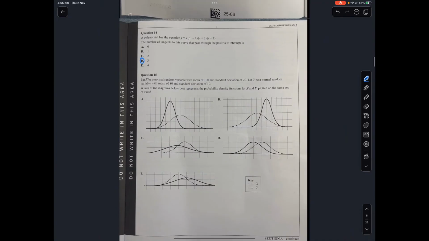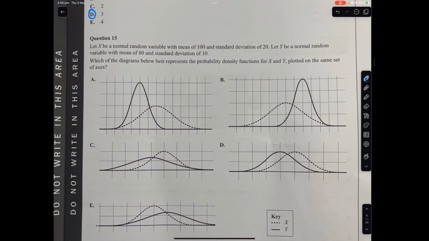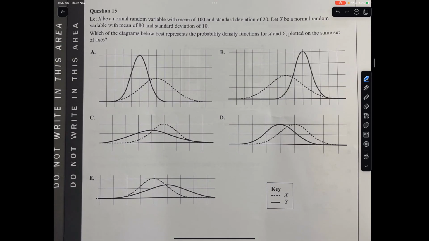All right. Question 15, let x be a normal random variable with a mean of 100 and standard deviation 20. Let y be the random variable with a mean of 80 and standard deviation 10. Which of the following below will represent the probability density function for x and y? Okay, I've seen this kind of question before. So, x is this one and y is this one.